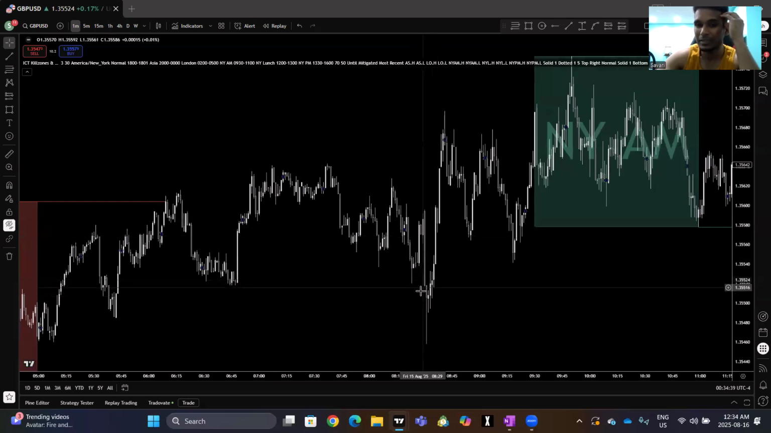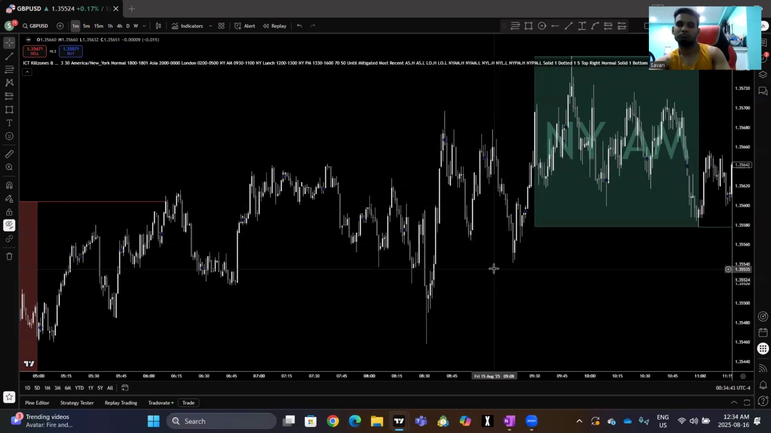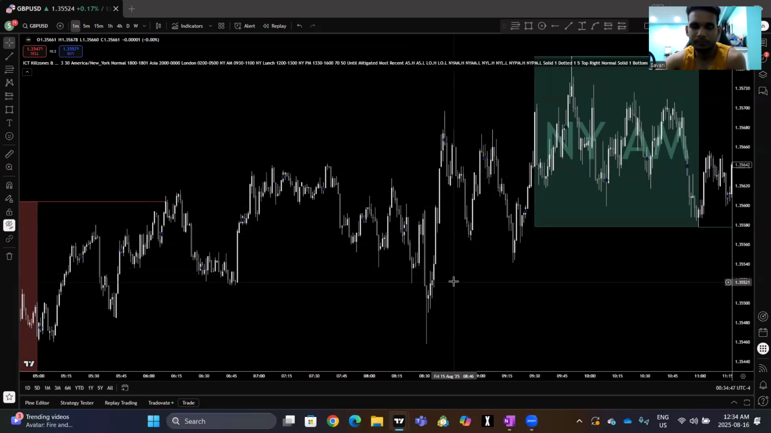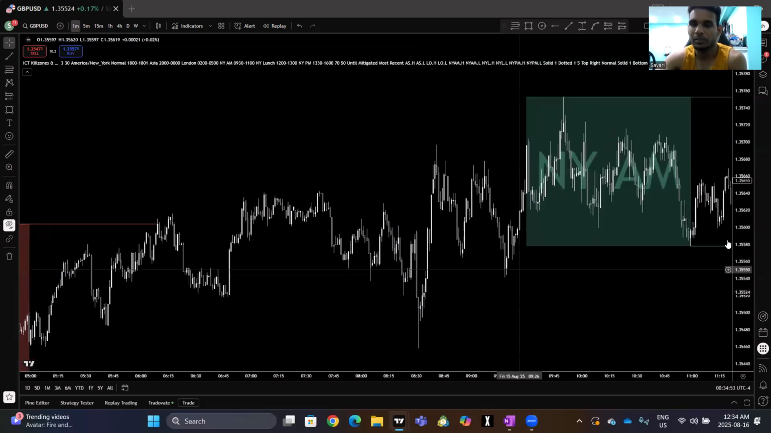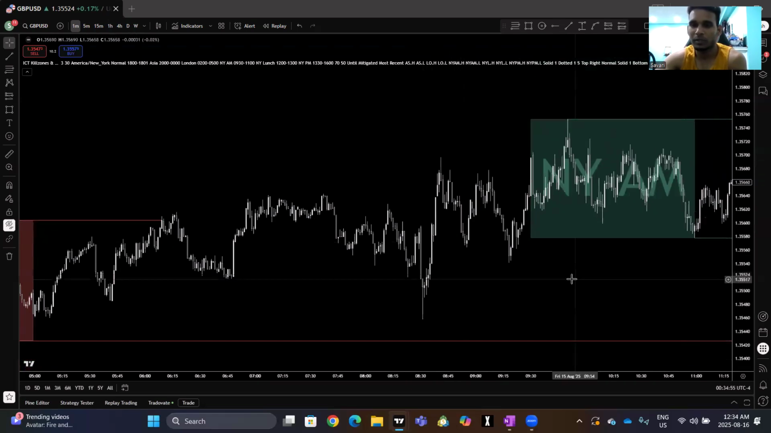And this entry and this short. These two entries I was supposed to not take today. I should avoid it. This is purely gambling. This is purely chasing entry. Should avoid it. There is no recommendation for that entry.